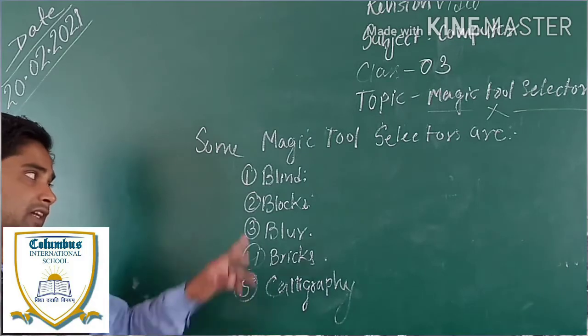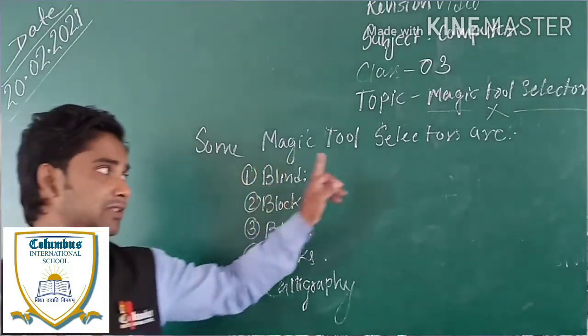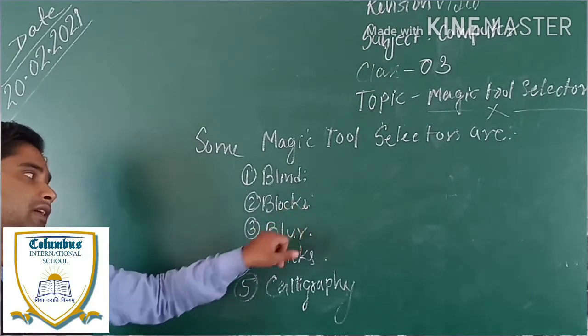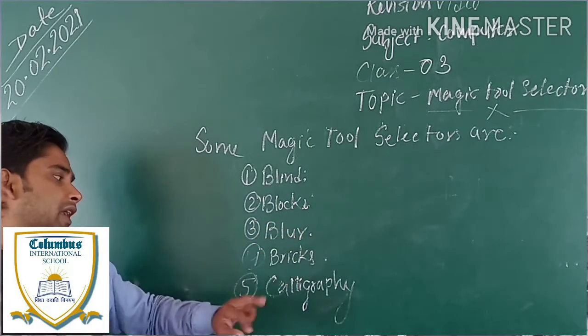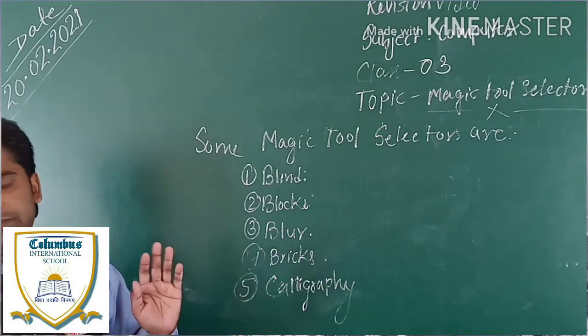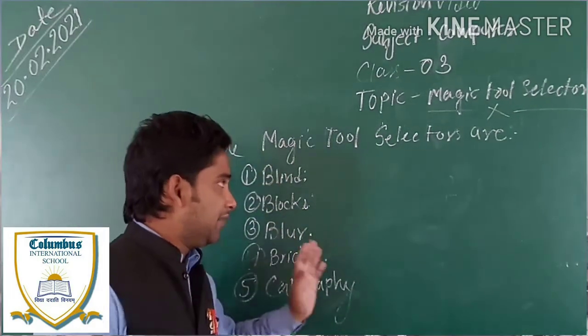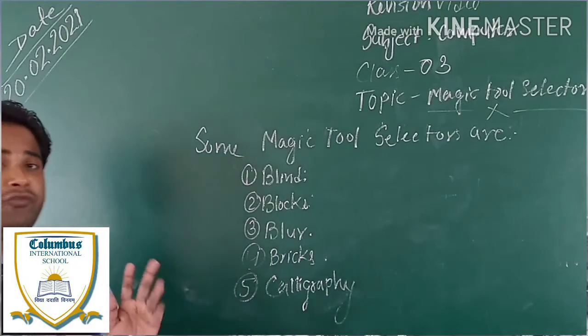Is this clear to you? So what are the magic tool selectors? The magic tool selectors are blind, bricks, blocks, blur and calligraphy. Is it clear? I think this video is clear to you children. This is a very important video from exam point of view.